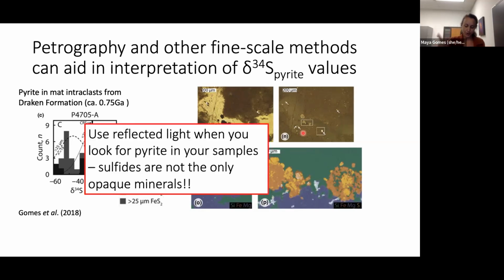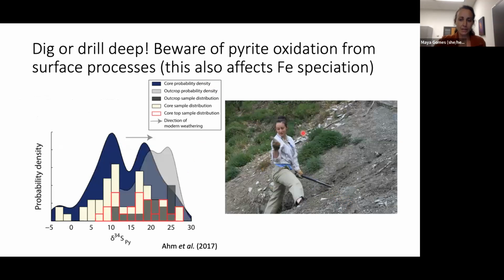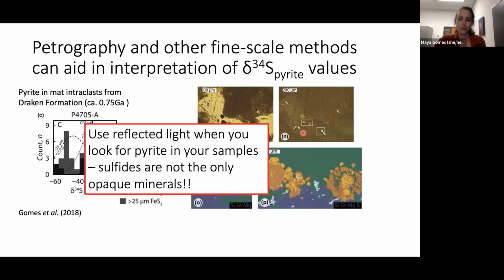And I want to make another point, which is that you should really use reflected light when you're looking for pyrite in your samples. Sulfides are not the only opaque minerals. Magnetite can be opaque. Organic matter sometimes shows as opaque. So if you really want to do a good job of identifying your pyrite grains, you should really use reflected light. And this is really important because if you don't have sulfur in your sample, you can't measure sulfur isotopes.